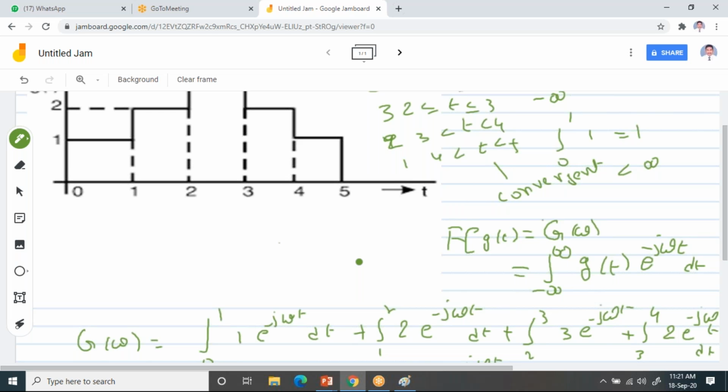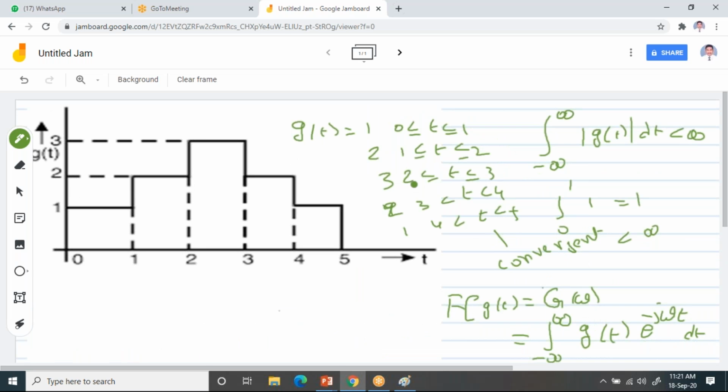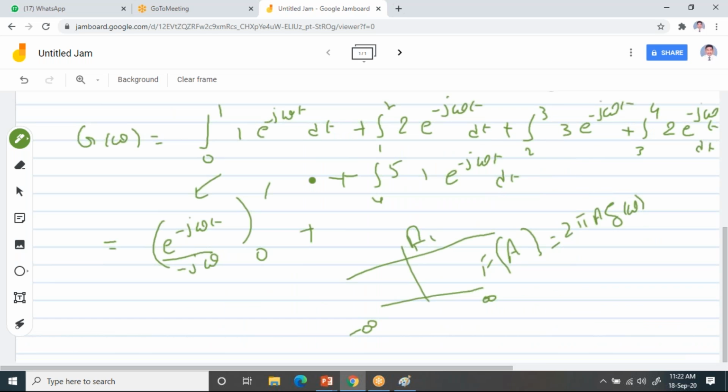So hence, the Fourier transform of this you can calculate by simplifying all these 5 integrations, and you need to substitute in the place of t as 0, 1, 2, 3, and so on. If there are similar terms, you bring them to one side and simplify. That is how you are going to get the Fourier transform of the given staircase. Please try to understand this.